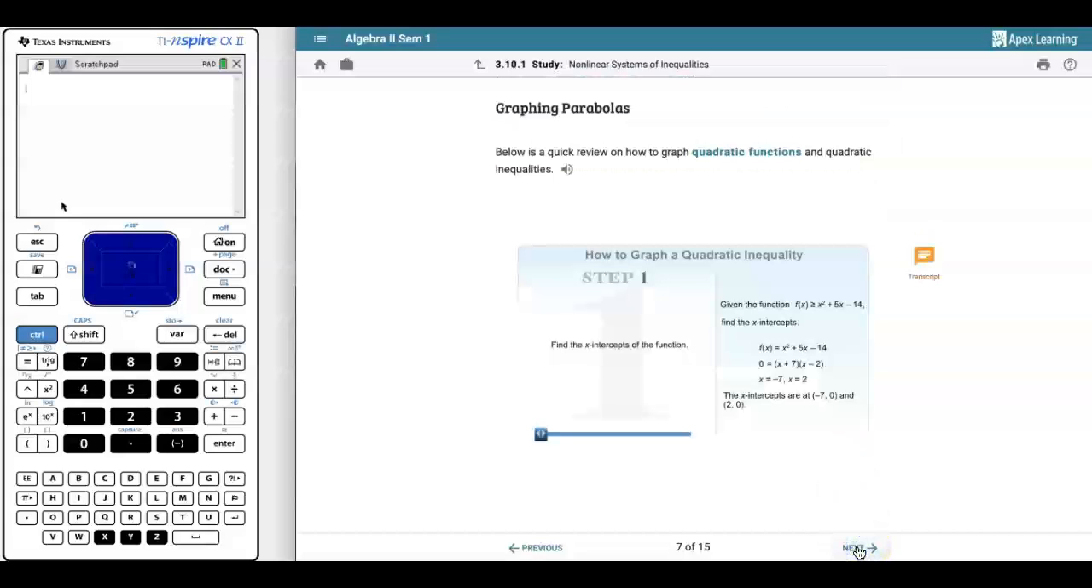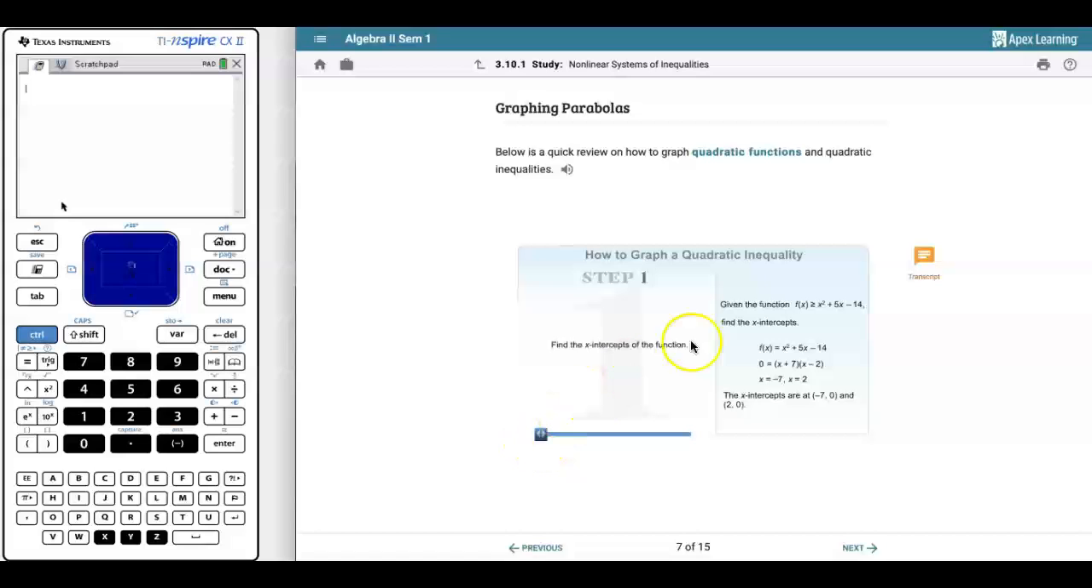Okay, so then again, how to graph an inequality here, the main steps. It's nothing different than what we've done for graphing parabolas here, okay? Nothing different for the first main steps, okay? So we've built up to this point.